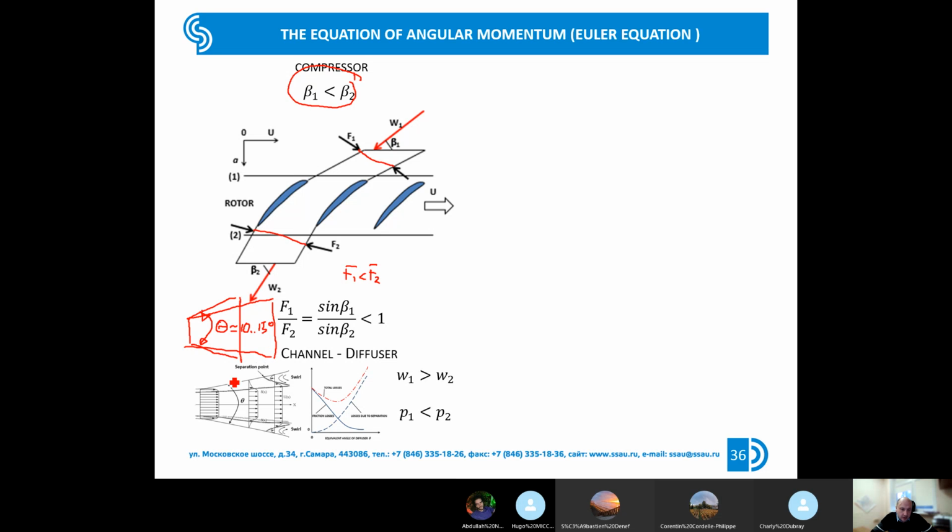And of course, we remember that in the diffuser channel velocity will be reduced, and it means that W1 is more than W2, and braking the flow will lead to an increase in the static pressure. And of course, we need to increase.